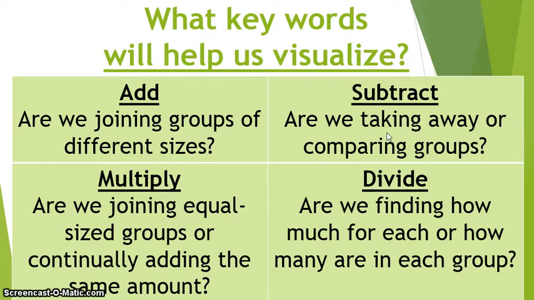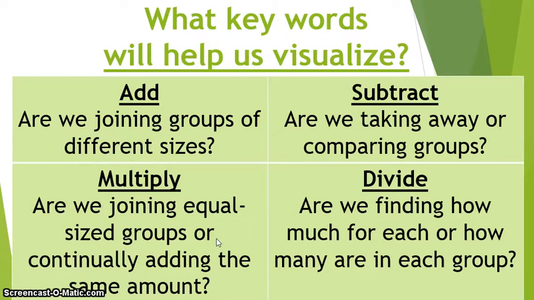Or we could compare. You have 5 animals at your house. I have 2 animals at my house. There is a difference of 3. Comparing the two groups. For multiplication, are we joining equal sized groups? I have 5 boxes of pencils. Each box has 12 pencils in it. So I have 60 altogether. 5 times 12 makes 60. I joined 5 equal size groups.